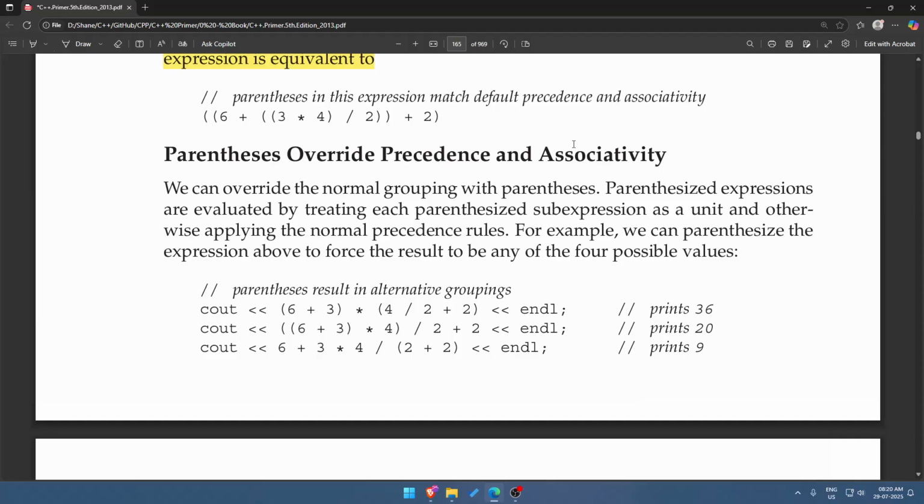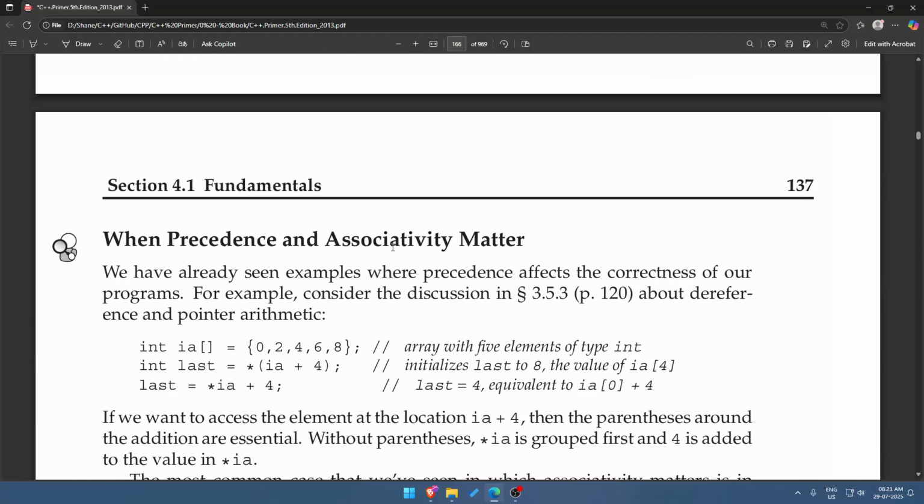Parentheses override precedence and associativity. We can override the normal grouping with parentheses. Parenthesized expressions are evaluated by treating each parenthesized expression as a unit and otherwise applying the normal precedence rules. For example, we can parenthesize the expression above to force the result to be any of the four possible values.